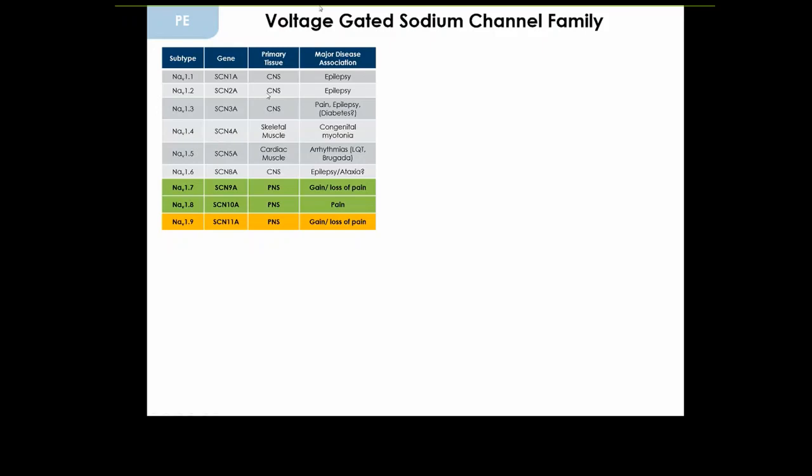And I would like to focus on the channels that are expressed in the peripheral nervous system, whereas the talk from Elisa will focus more on the channel that is expressed in the brain, in the central nervous system.